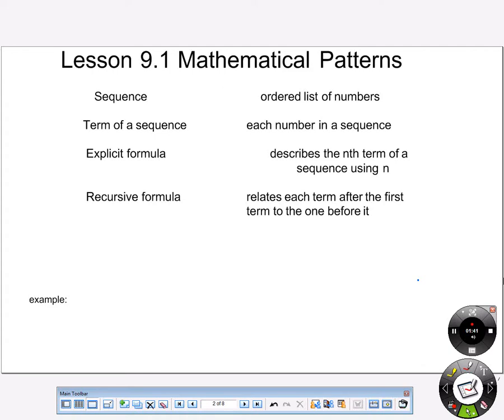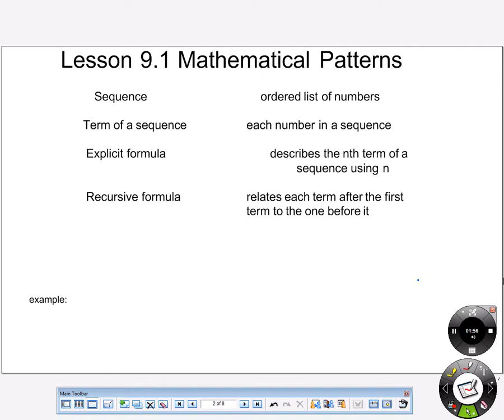Explicit formula and recursive formula, we'll talk about the definitions right now, but those will become much more clear as we actually talk about the mathematics. Those are things that are going to be more familiar to us if we see them in context than just reading the crazy definition that the glossary gives, right?